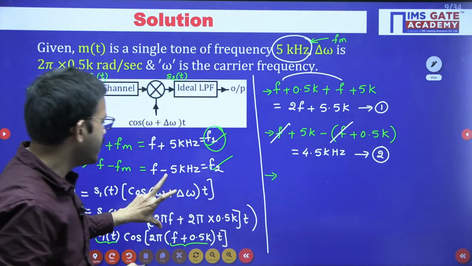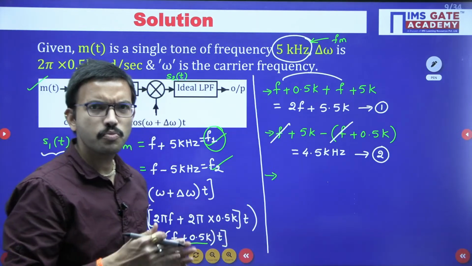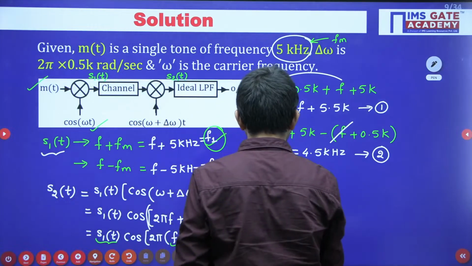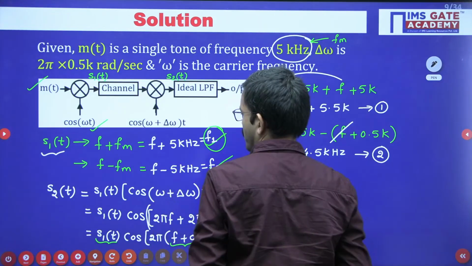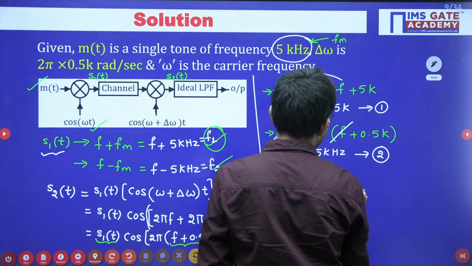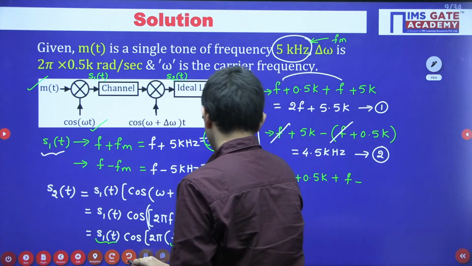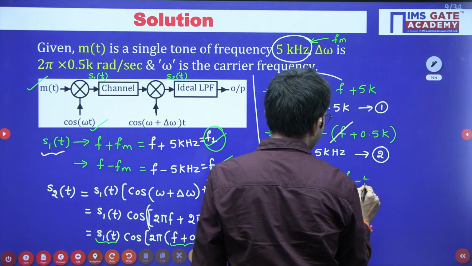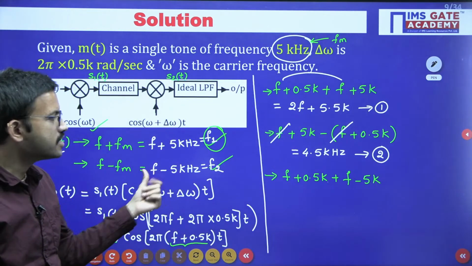So once again, addition. Whenever you are performing addition, you don't need to check which one is the smaller and which one is the larger. No problem at all, right? Just simply perform the addition. So here f plus 0.5k. Next, here the frequency is f minus 5k. f plus 0.5k plus f minus 5k.